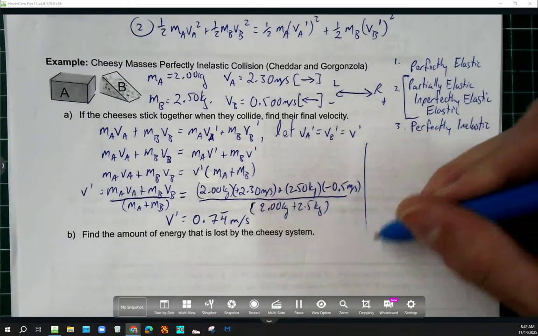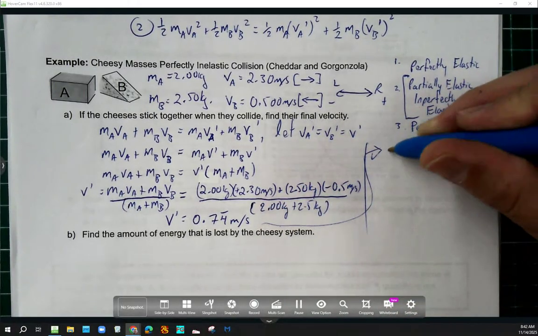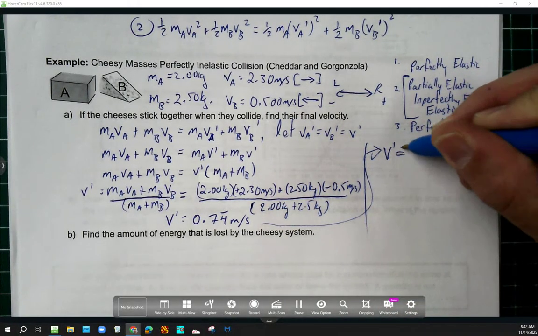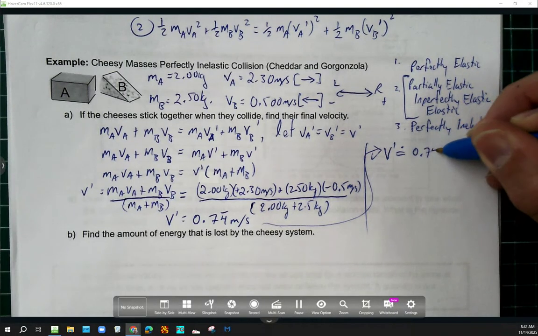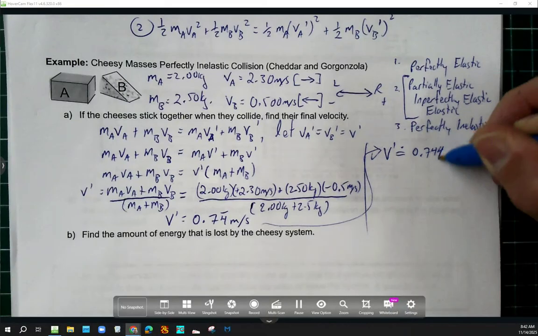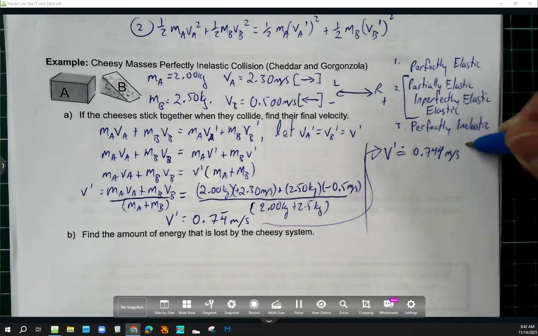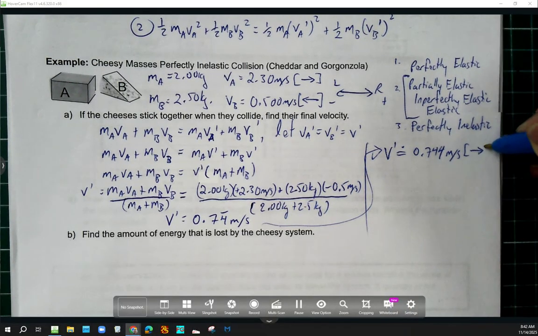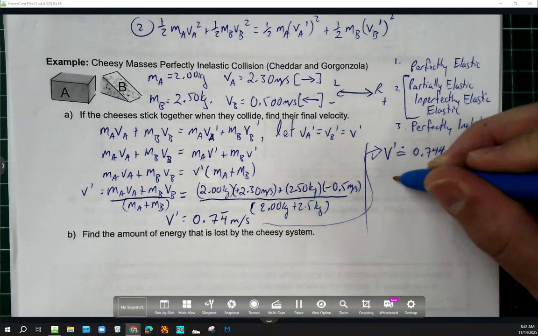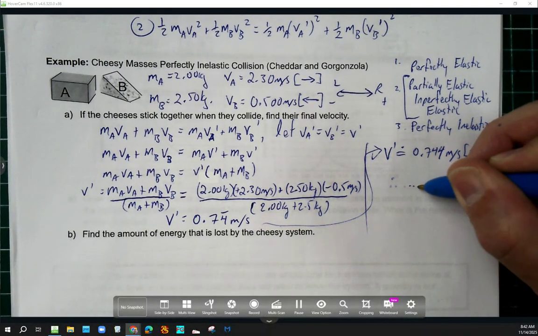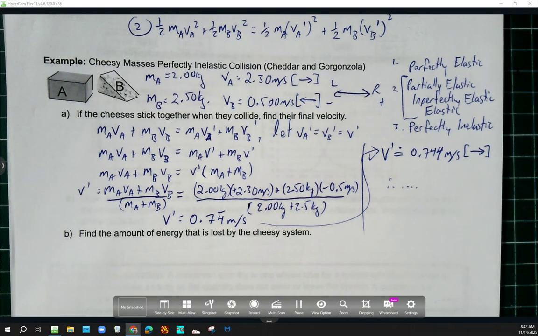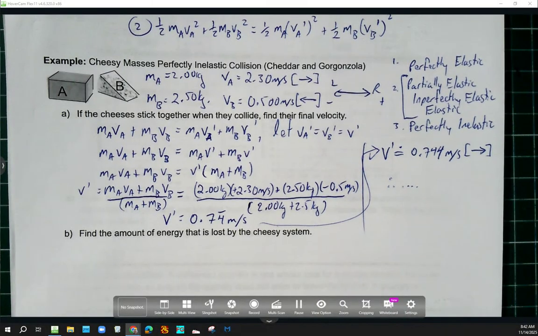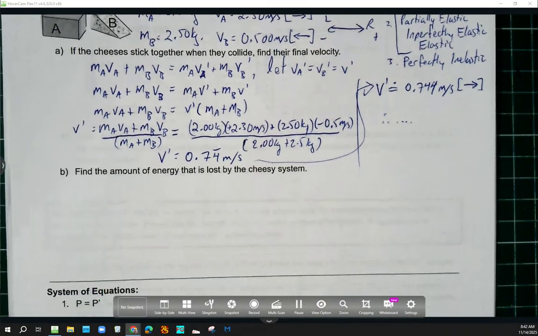All right, so we'll give ourselves a little partition here. So we can say V primed is approximately equal to, what, we had 3 sig figs here? 0.744 meters per second, and positive was to the right. And we could have ourselves a little therefore statement, just to put it in context. The final velocity of this system, the cheesy system, is 0.744 meters per second to the right.